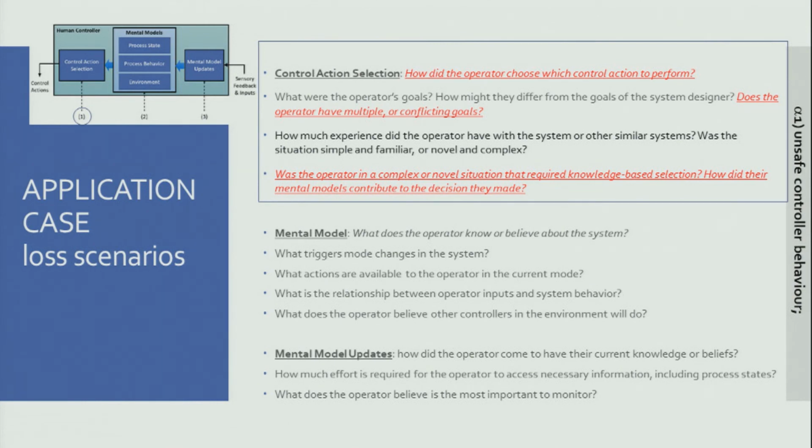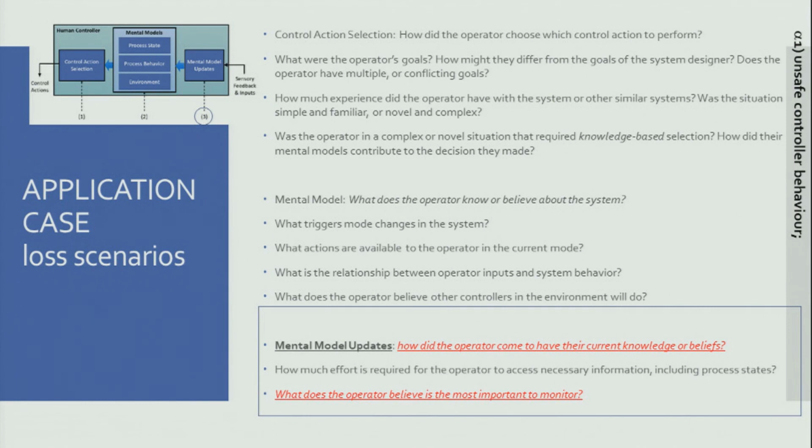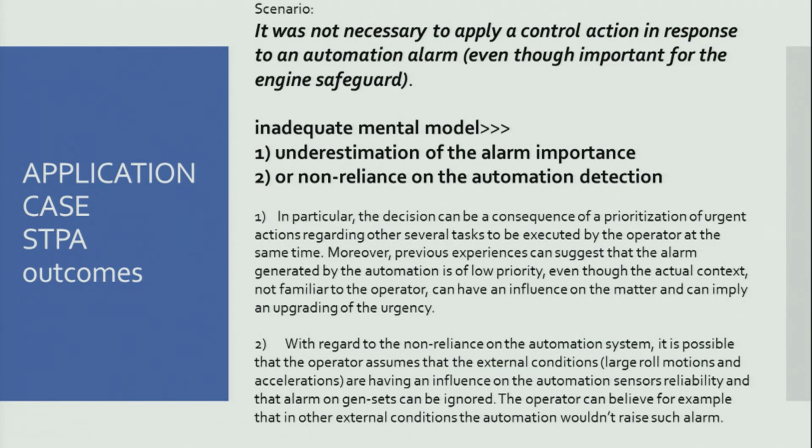Then, for example, about the mental model, that means, what does the operator know or believe about the system? Again, we have specific questions that we can answer in order to understand which is the scenario that generated this problem. And finally, also the mental model updates. That is, how did the operator come to have their current knowledge or belief. Selecting some questions, we arrived at the definition of this scenario.